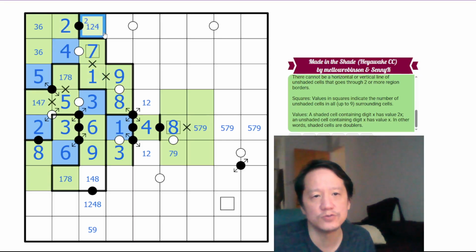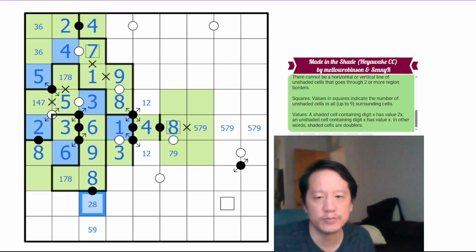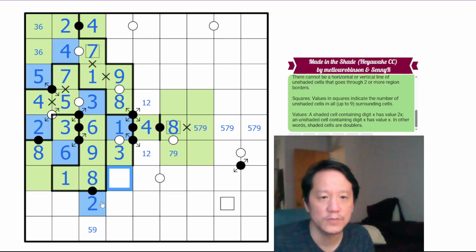Therefore, this can't be 2 or 1. It's 4. This can't be 1 or 4, which means this must be 8 here. And it's 8 normal with 2 doubled. So this is 2. 8 eliminates 8 in the rest of the region. So this is 1, 7 as a pair. 1 eliminates 1 here, so it's 7, which makes this 1. This can't be 1 or 7. It's 4. 9 eliminates 9 here, so that's 5.